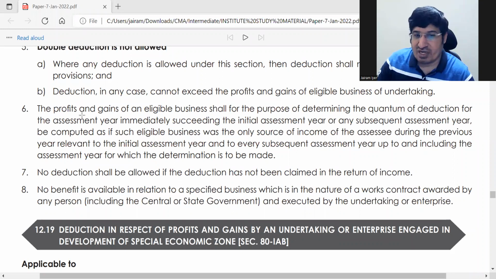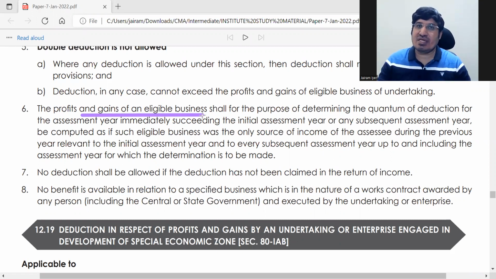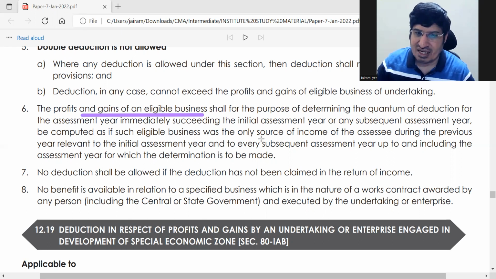Then while computing the profits and gains of the eligible business, you will have to consider as if that is the only business. Okay, if say expenses of other business and all are included, then it will be vitiated, correct? You will not have genuine profit. So even if the SSC has 2, 3, 4 businesses, while computing the profit, you have to make sure that only the income and expense of the eligible business is taken into consideration, not the others. Okay, and that you have to do till the last year, till when you are taking deduction.